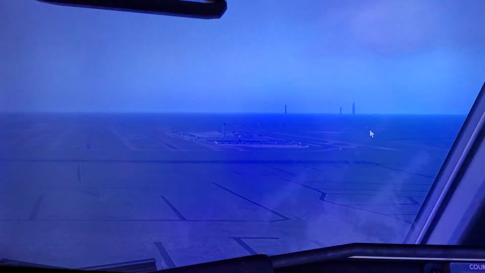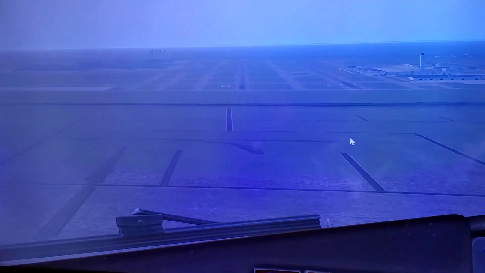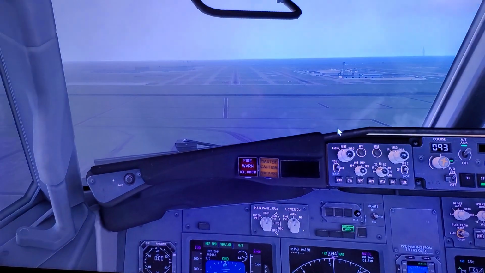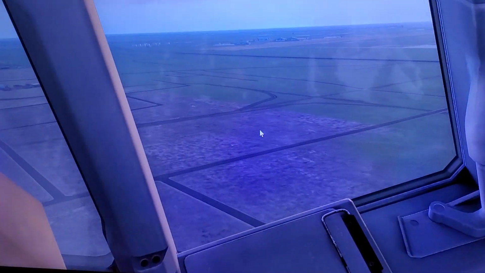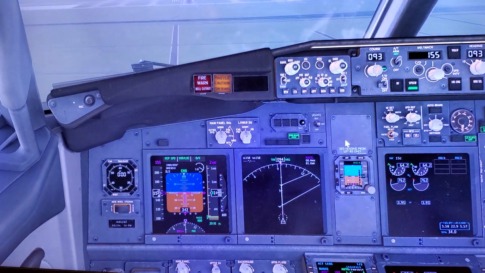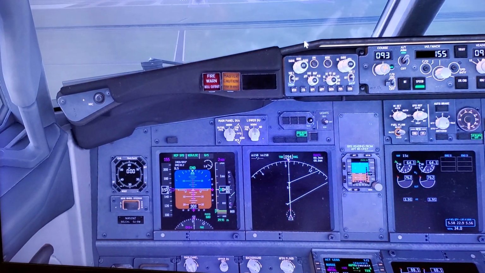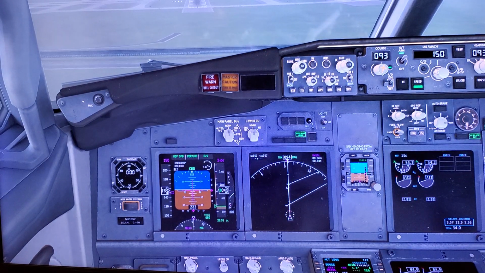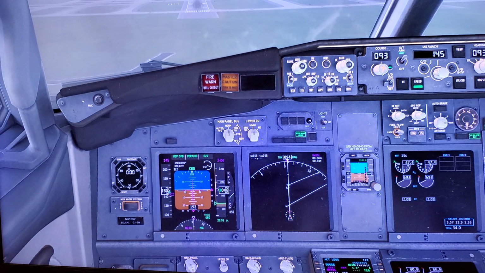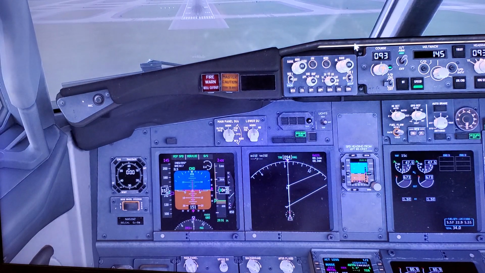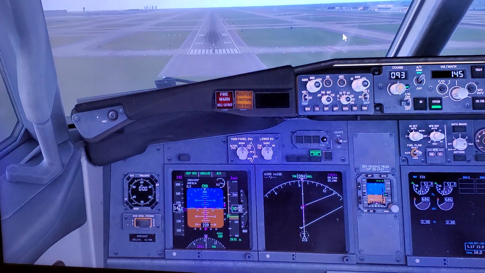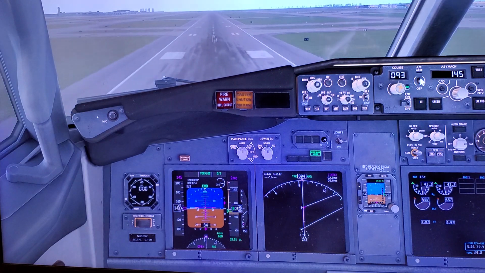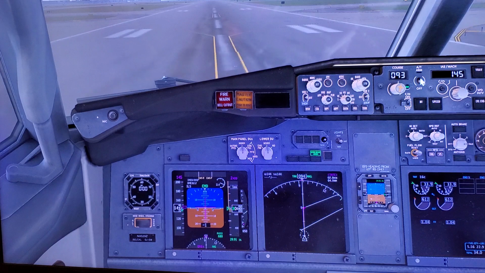Chicago, O'Hare. 500. 400. 300. 200. 100. 50, 40, 30, 20, 10.